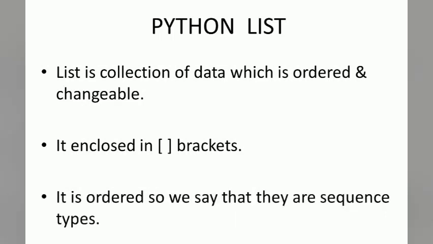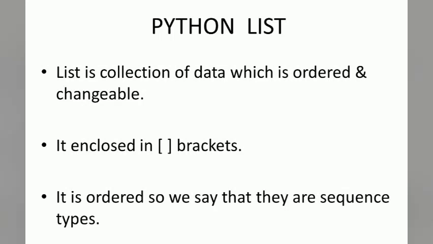Today I will teach you about Python list. What is list? List is a collection of data which is ordered and changeable. Lists are one of the four built-in data structures in Python. It is enclosed in square brackets. List is an ordered collection, so we can say that they are a sequence type. In a Python list, we can add new things or update or remove any items.